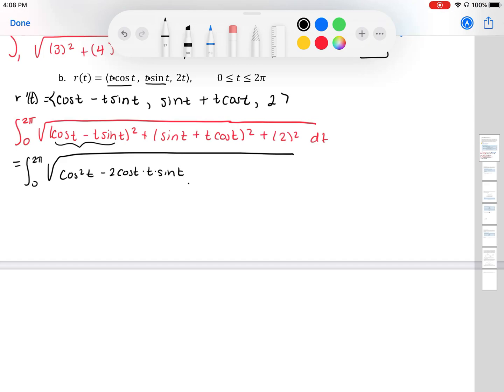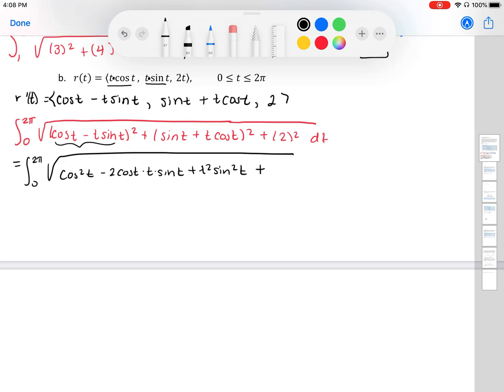And then for our next term squared, we have plus sine. We're not done with that first binomial. So then we have plus t squared sine squared t. There we go. Let's continue with the next one squared.